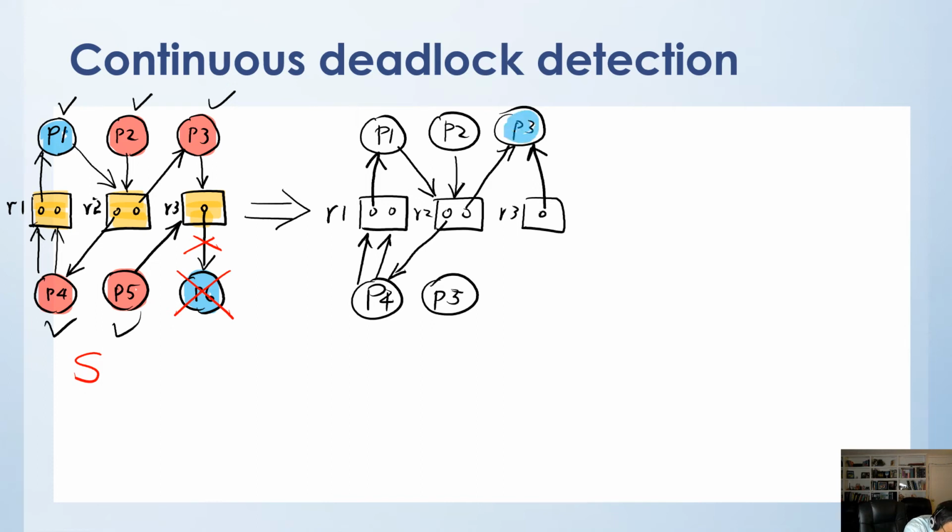Okay. Now, what about P2? P2 is still blocked. P1 is blocked. P4 is blocked. P5 is blocked. But P3 is available. Now that's good. So then I can eliminate P3, right? I can eliminate P3. So let's see. Let's eliminate P3.